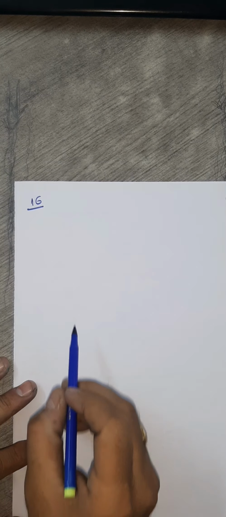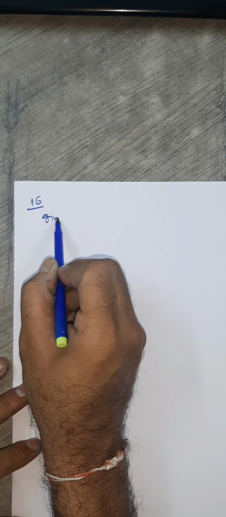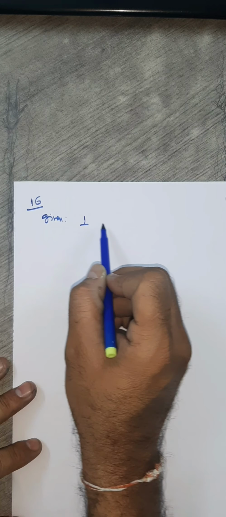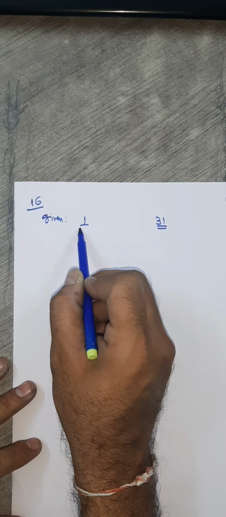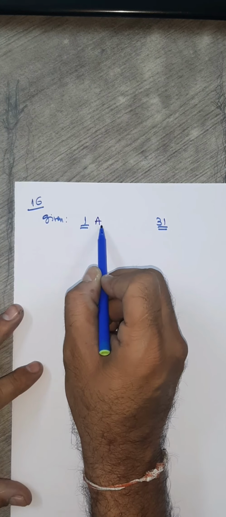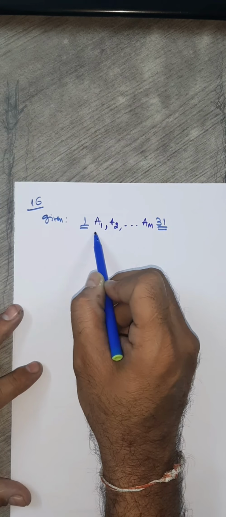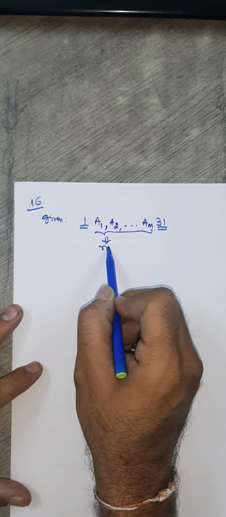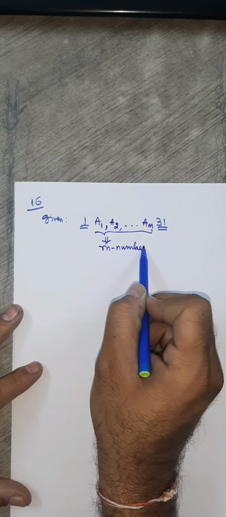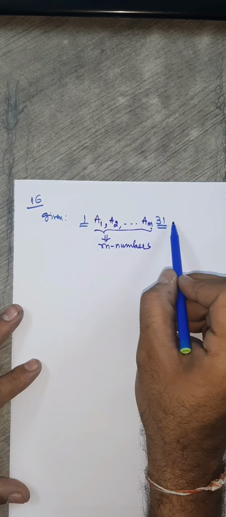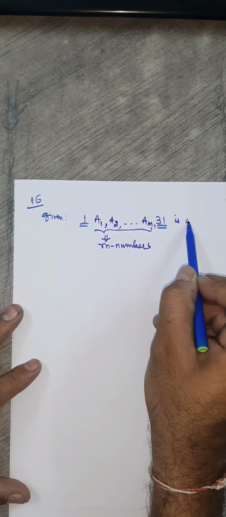Question number 16. Between 1 and 31, these are the two given numbers. M numbers have been inserted in such a way that this becomes an arithmetic progression. So we have m numbers: a1, a2, up to am. These are the m numbers, inserted in such a way that this is an arithmetic progression.